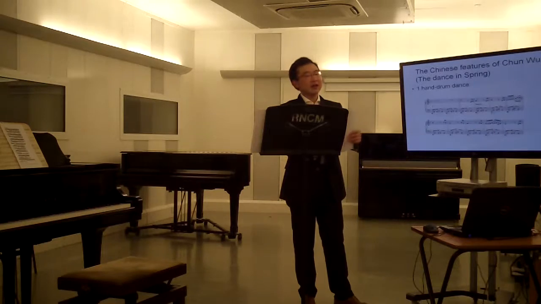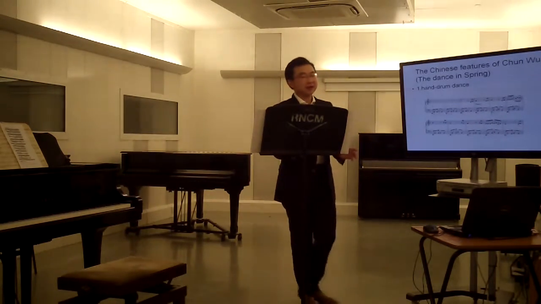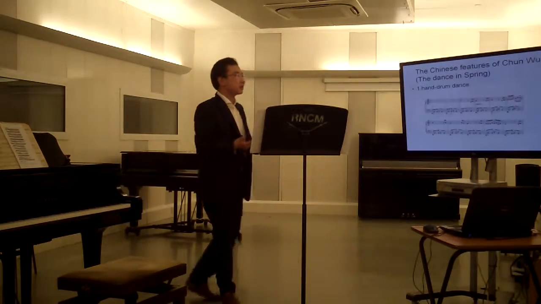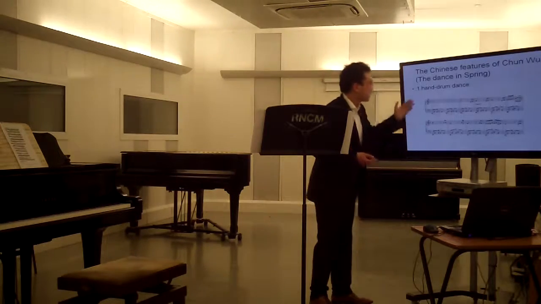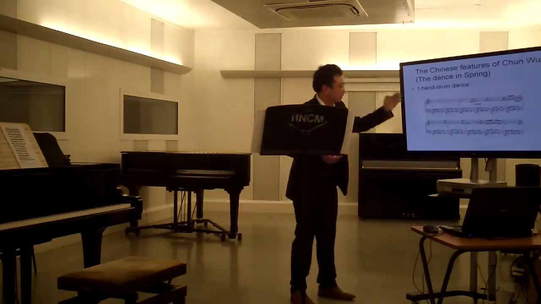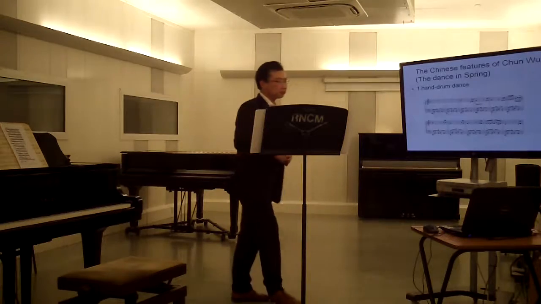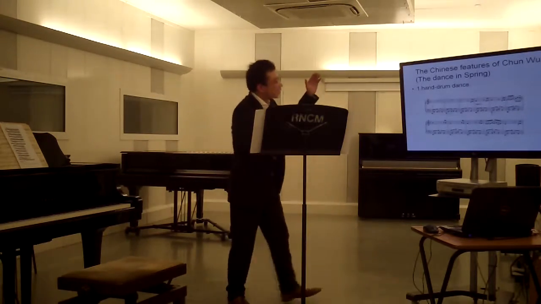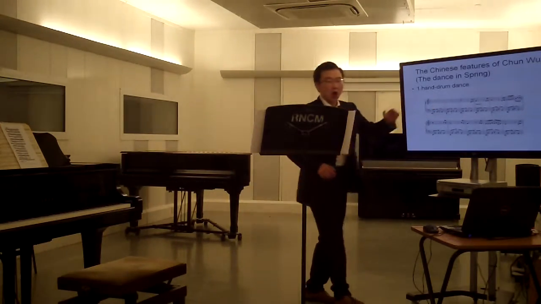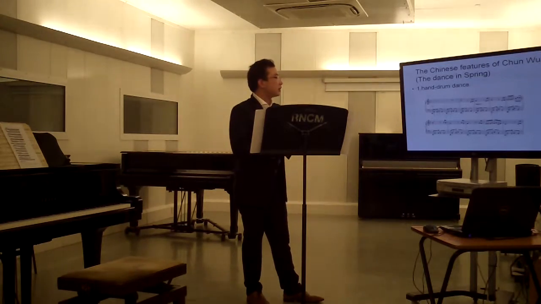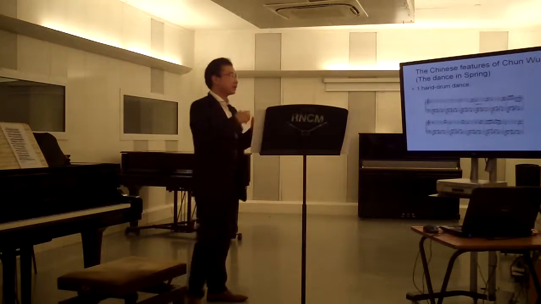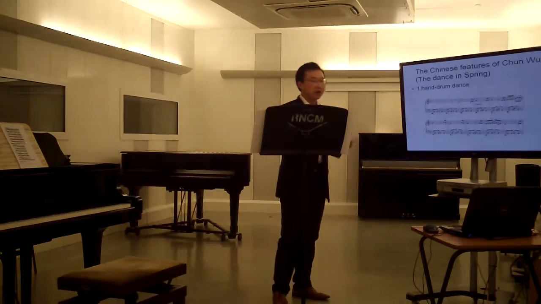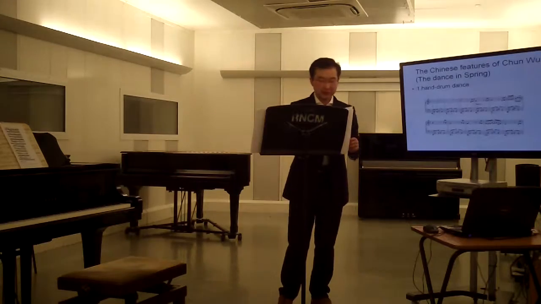First, let's look at the hand drum dance. The Xinjiang people are good at singing and dancing, so their music is full of rhythm. And Chun Wu uses this kind of rhythm, and we can find this syncopated rhythm in the left hand. This kind of rhythm runs through the whole piece, and I think this is not only the characteristic of the music, but also the characteristic of the Xinjiang people. Let me play this.